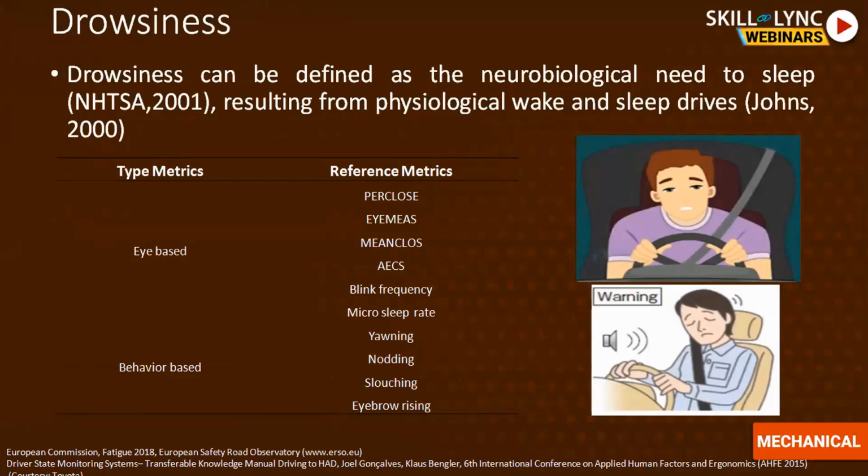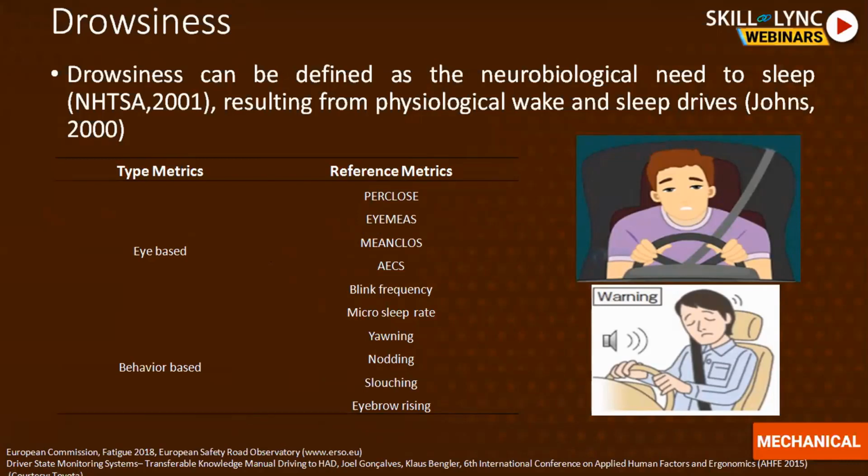Drowsiness is essentially a neurological need for sleep, something that is not allowing the driver to engage in driving continuously. Fatigue is also referred to as the same term. And some of the metrics that we use to detect them are eye-based, which is the percentage closure of the eye, mean square eye closure. So we have mean eye closure, average eye closures. These are some of the parameters that the engineers and psychologists came up with.